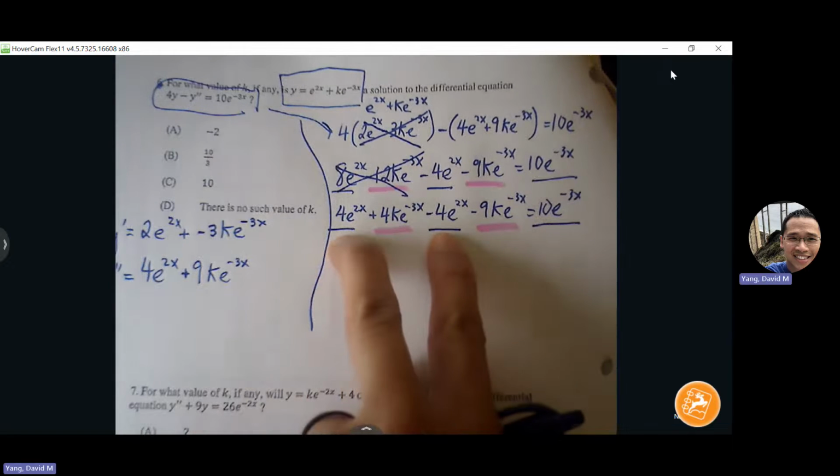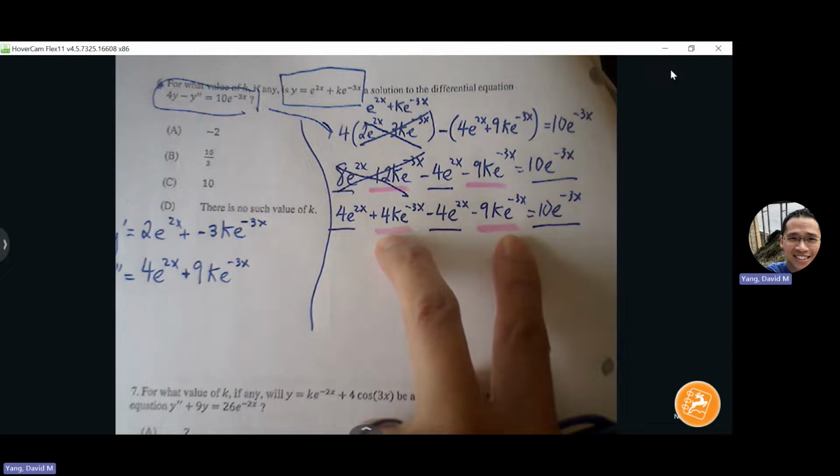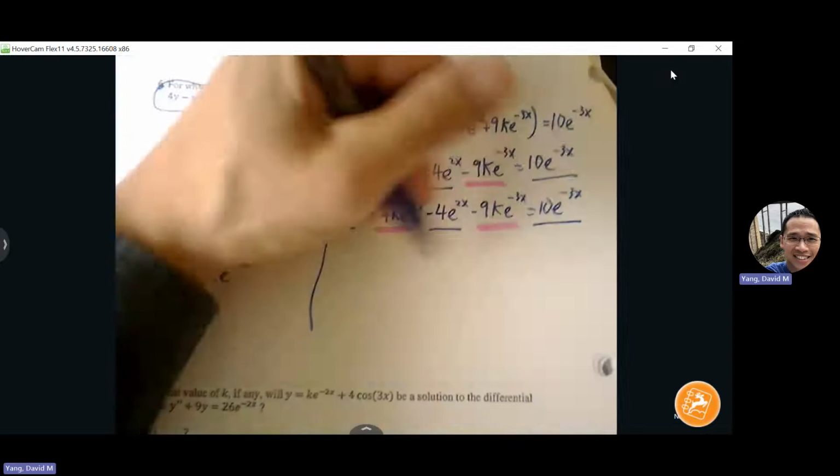Okay, so the 4e to the 2x and the -4e to the 2x cancel out. That just zeroes out. I'm just left with 4 minus 9. These are like terms, so this becomes -5k e to the -3x.